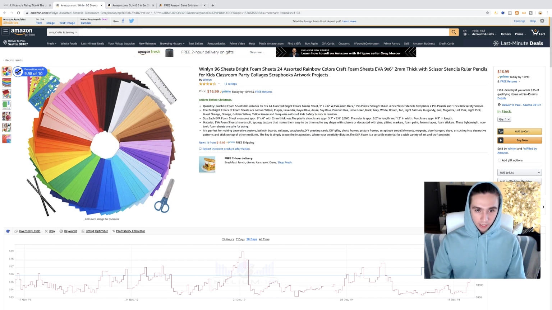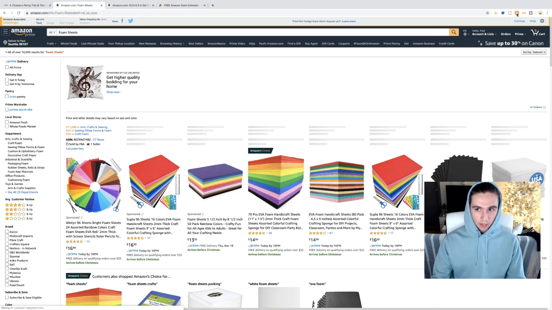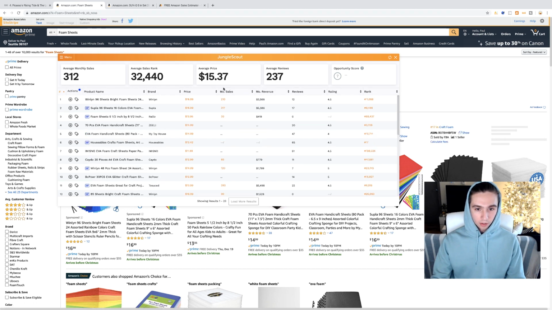So now we would take this whole idea, let's see, foam sheets, and then we would go search that on Amazon. Do you see how that now becomes a market? Cool, and then there they are. And now, whether you have Jungle Scout or not, you could go use your sales estimator. Go ahead, little guy, go use your little tool.